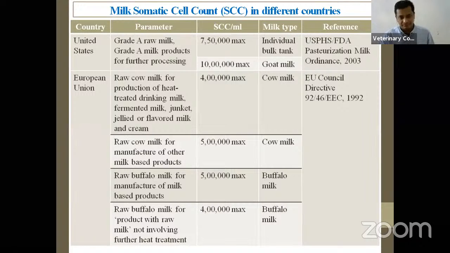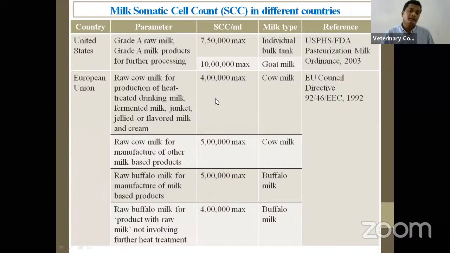In the European Union, depending on the type of the milk, there is a mentioning of the somatic cell counts. Say, for example, raw milk for the production of heat treated drinking milk, fermented milk, junket, jelly, flavored milk or cream, 4 lakh is the maximum. 5 lakh is for raw buffalo milk and raw cow milk for the manufacture of other milk based products. So like this, the European Union Council directives all specify the somatic cell counts.